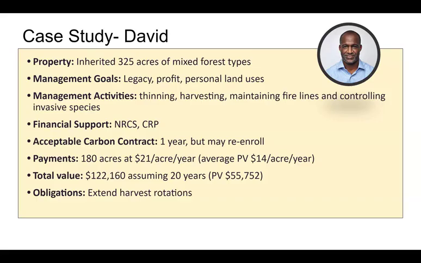That adds up to about $122,000, but the present value, what it is worth today, is closer to $55,000, or about $14 per acre annually. This gave him a clear sense of the land's value if he delayed harvest. Since he already had a certified management plan and was actively managing, there were no added costs, just the opportunity cost of waiting to harvest.